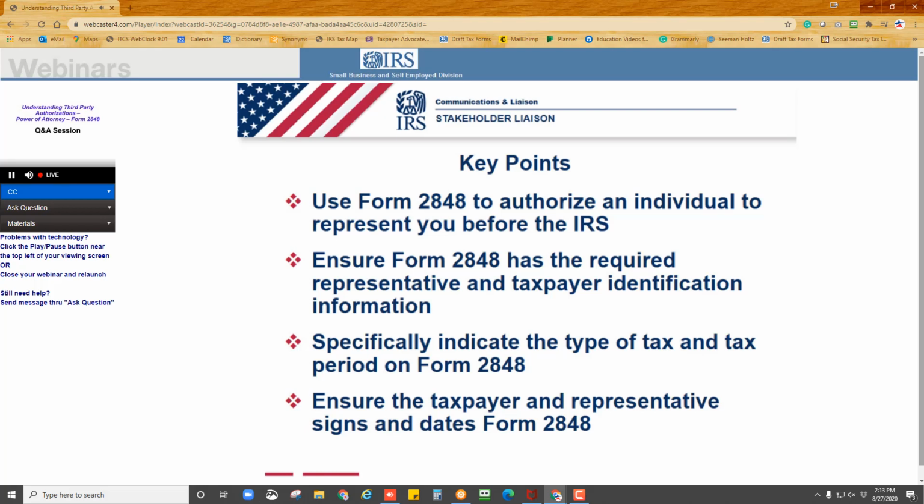Thanks, Lee. The key points are clearly laid out on the slide, and it's really a matter of just following the instructions and the mechanics of the form. Use the Form 2848, of course, the basics, to authorize an individual to represent you before the IRS. Make sure that the 2848 has all the required representative and taxpayer information on the form. It needs to be complete and correct. Specifically indicate the type of tax and tax period on the form. We talked about not using all future years, things like that. Those statements are not acceptable. You have to list the type of tax and the tax period, and make sure, of course, that both the taxpayer and the representative sign and date the form.